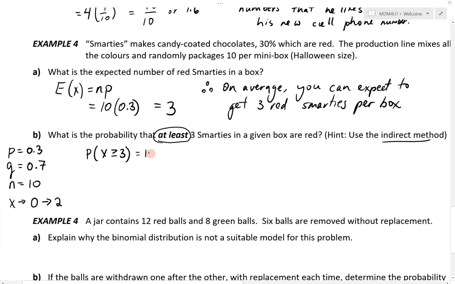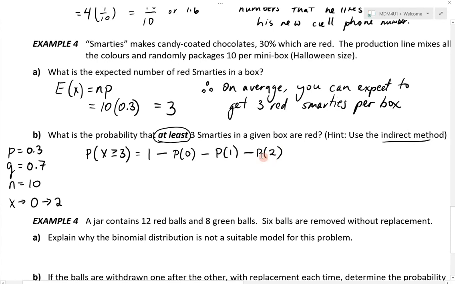You start from 100%, meaning we'll just say start at 1, and we subtract the probabilities of the outcomes that we don't want. So we don't want having 0 Smarties, we don't want having 1 Smartie, and we don't want having 2 Smarties. So we'll do 1 minus P0 minus P1 minus P2.